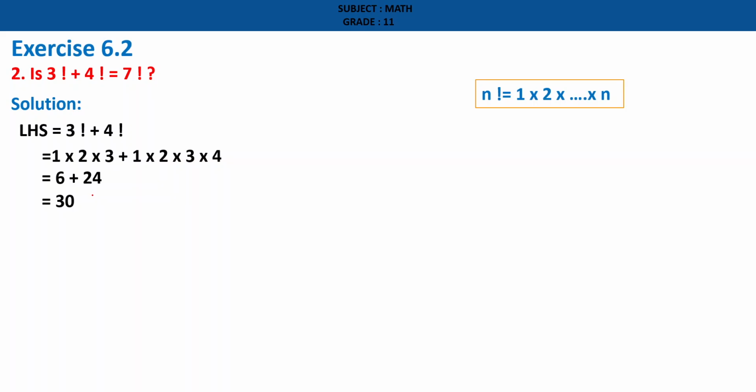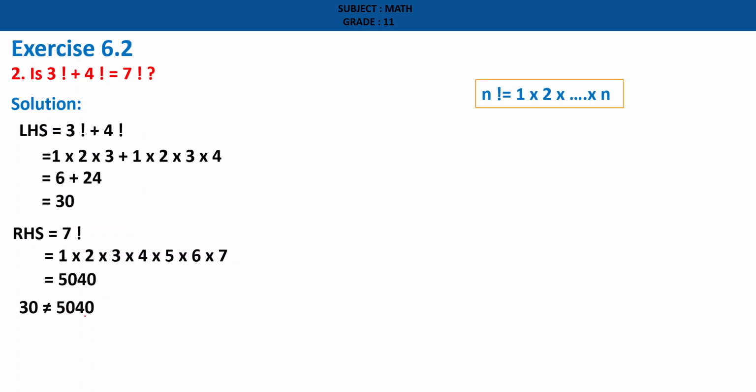Now let us validate right hand side. RHS is 7 factorial. That is 1 into 2 into 3 into 4 into 5 into 6 into 7. That is if you multiply all these 7 natural numbers we are going to get 5040. As 30 is not equal to 5040, this implies 3 factorial plus 4 factorial is not equal to 7 factorial.